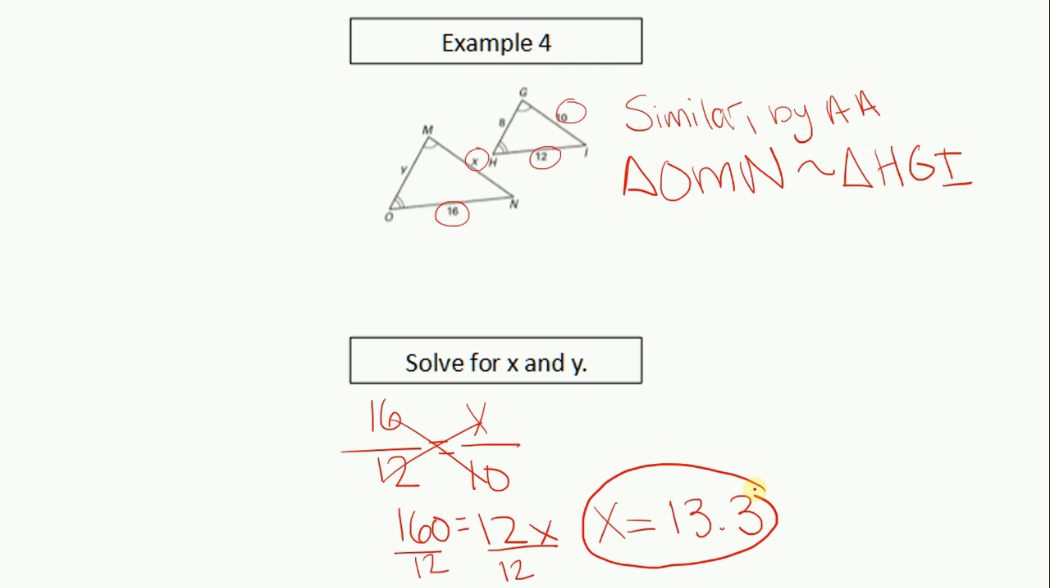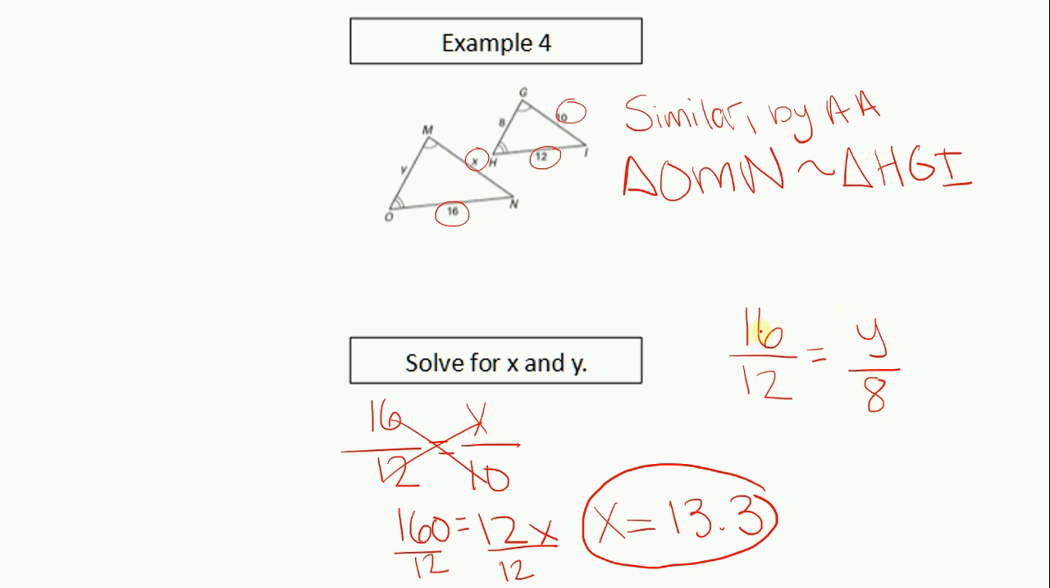Now they also wanted y, so let's go ahead and set it up. I'm going to use the 16 over 12 again. Something to keep in mind, do not use a measure that you just found unless it was perfect, so unless this would have been 13, then I could have used the 13 and the 10. But if it is a decimal, don't reuse. Always use something that you already know for a fact you didn't round. Otherwise, you're kind of rounding on top of rounding, and that's just not good math. And then I get y over 8.